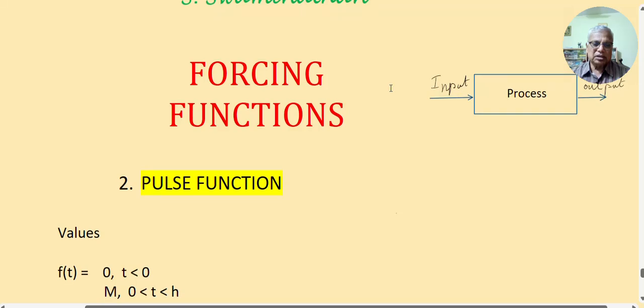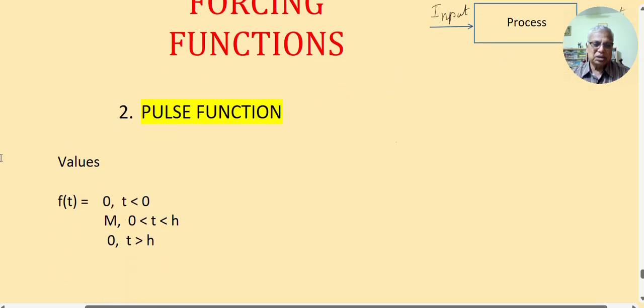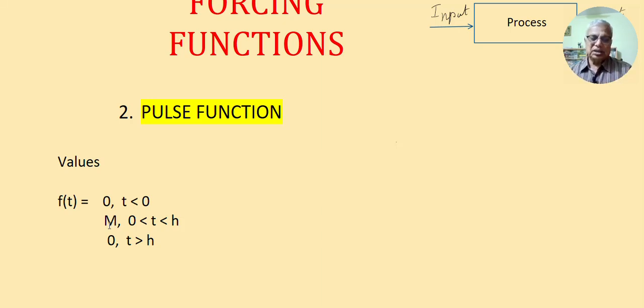So here I have given some values. That is f of t equal to 0 for a period t less than 0. And then for a period t greater than 0 but less than h, that is for a period between 0 and h, the value of the function is a constant m. M is a constant. Then after h, for t greater than h, the function value is 0. So h is a finite time period.